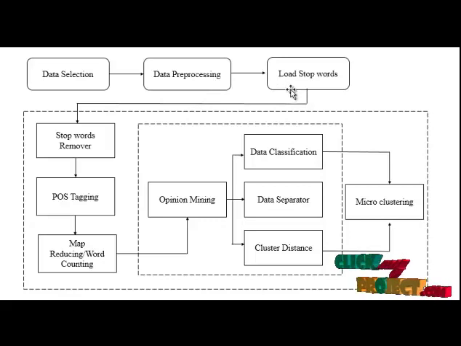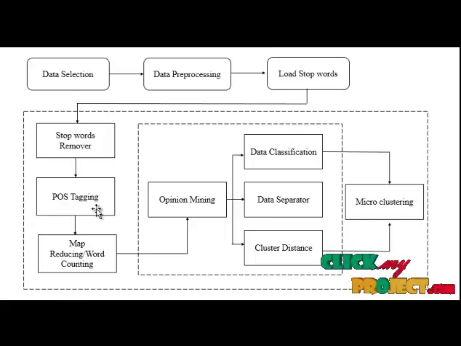The next is loading stop words. The stop word list is a very important dictionary used in sentiment analysis. Many unwanted words are given in this stop word dictionary, so we can remove them based on this dictionary. We can remove these words from the user recommendation data. After the stop word dictionary loading is completed, it goes to the stop word remover. The stop word remover removes the dictionary stop words from our original data set, so the unwanted words are removed from our data set.